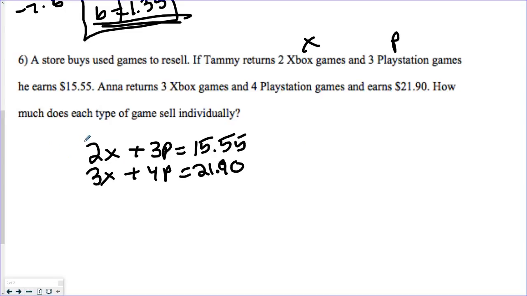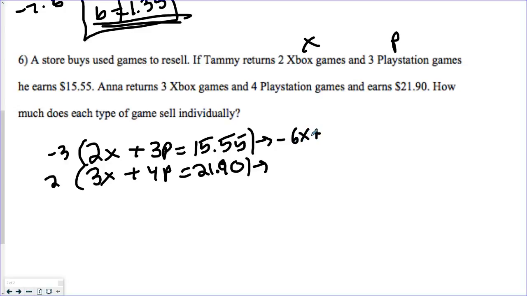Now I want one of them to be negative, so I'm going to make the top one negative. So I'm going to multiply this top one by a negative 3. That will get me a negative 6. And the bottom one by a positive 2 to get a positive 6. That way they'll cancel when I add. Again, one of them should be negative, one of them should be positive for the ones that you're going to cancel. So here, negative 3 times 2 is negative 6x.